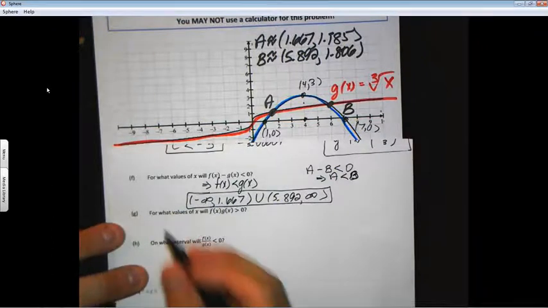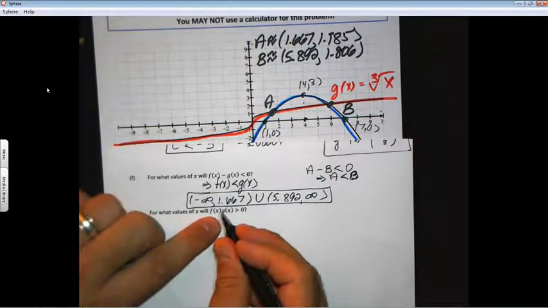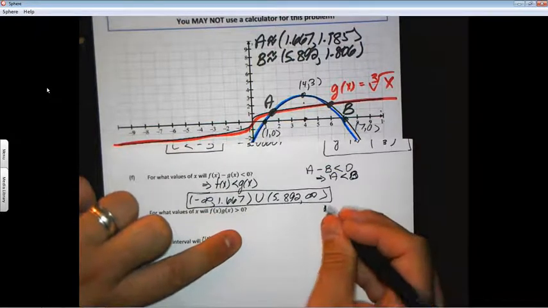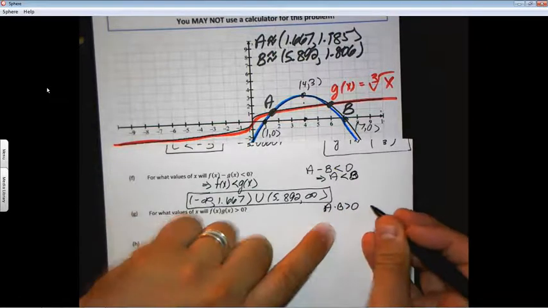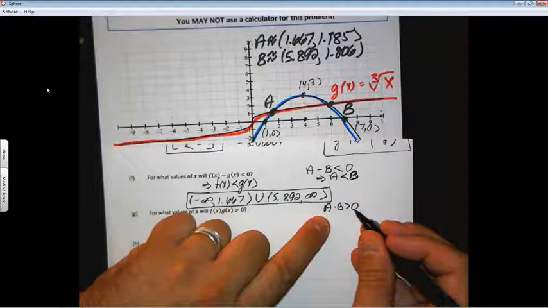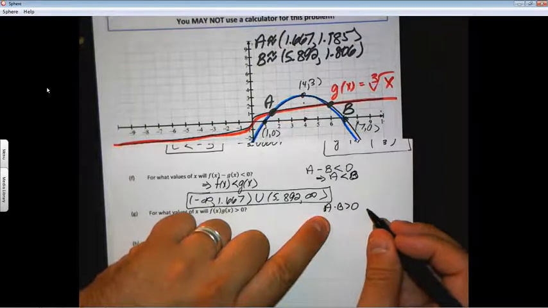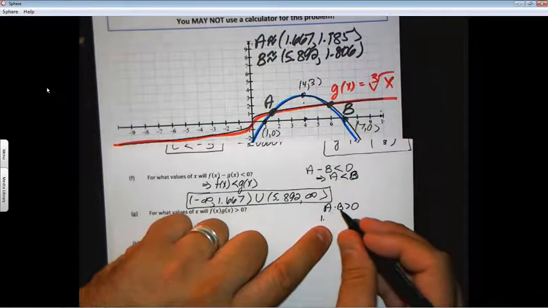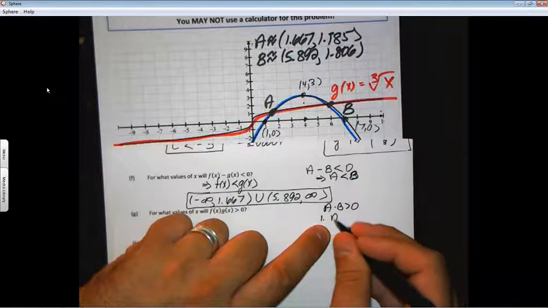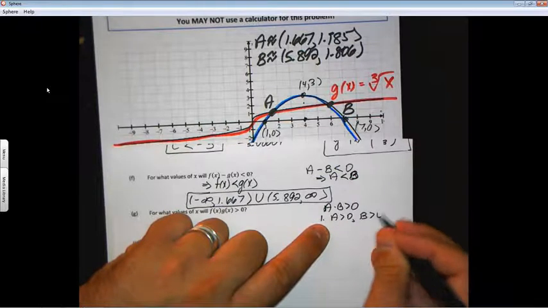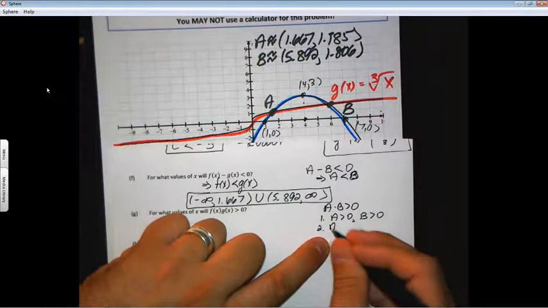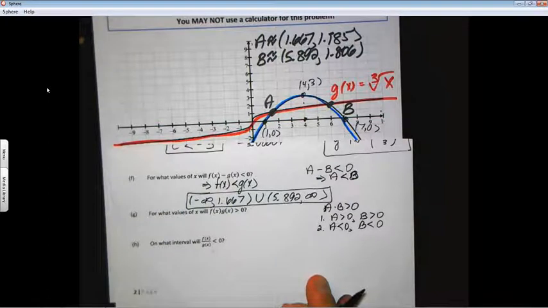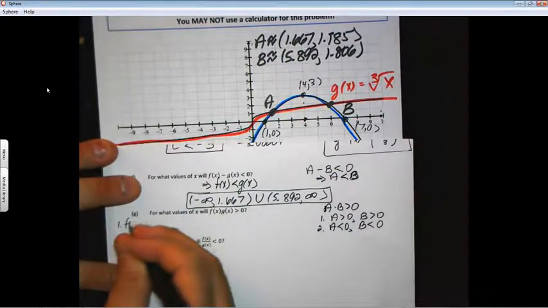Let's move on to G. For what values of x will the product f of x times g of x be greater than 0? Well, again, let's go over here and think about numbers. If a times b is greater than 0, that means that a times b is positive. There are two ways for me to get a positive answer in multiplication. That would mean that a is positive and b is positive. The second way is that a is less than 0 and at the same time b is less than 0.